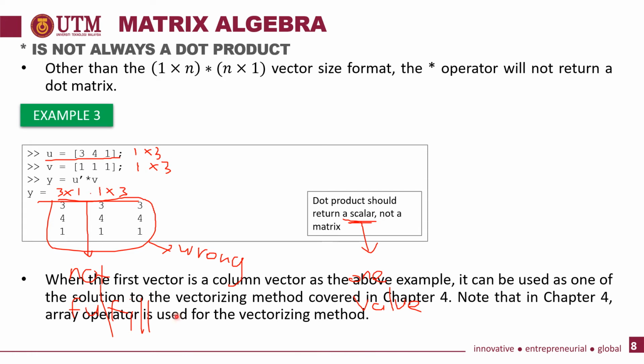Okay, so when the first vector is a column vector, let me erase it first.